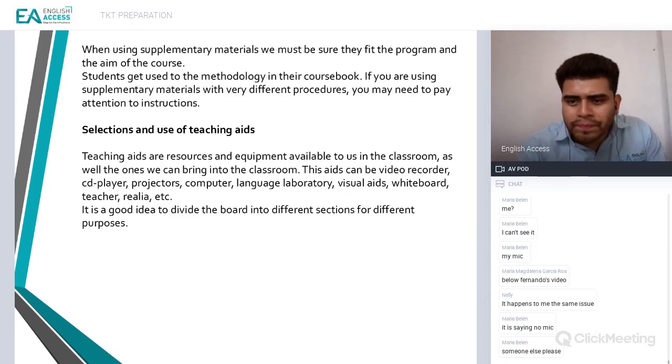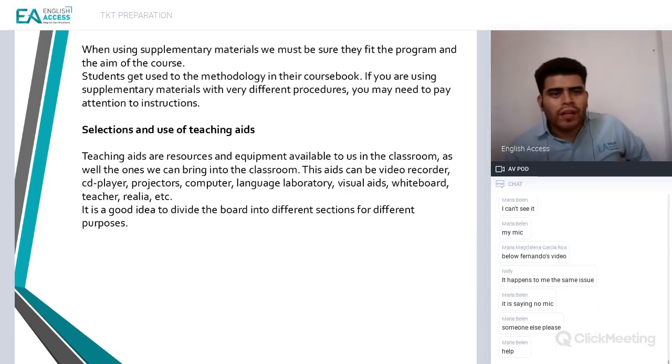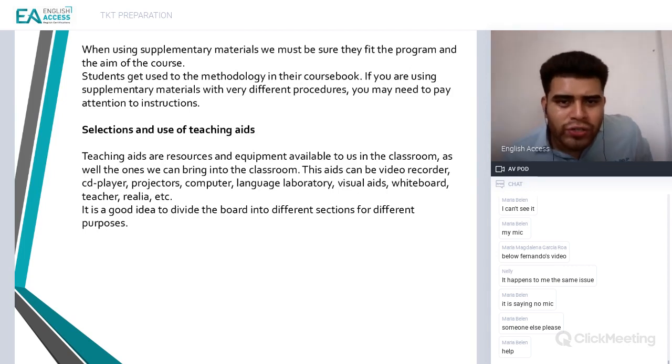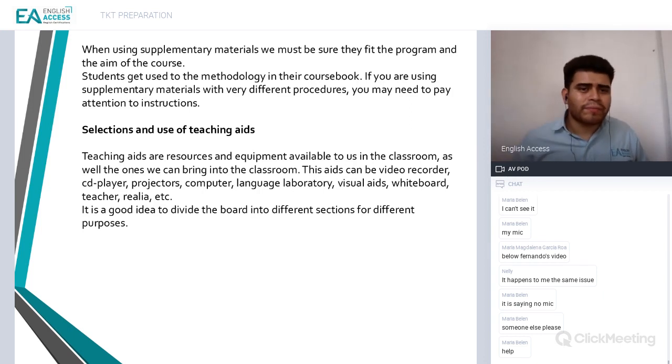But okay, I'll read it. When using supplementary materials, we must be sure they fit the program and the aim of the course. Students get used to the methodology in the course book. If you are using supplementary materials with different procedures, you may need to pay attention to instructions. All right?